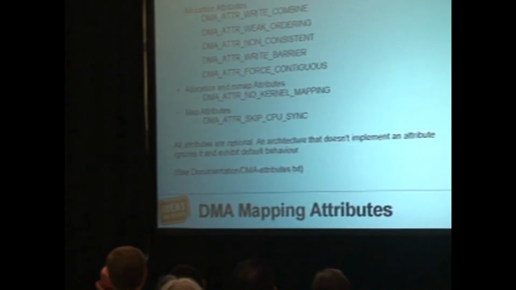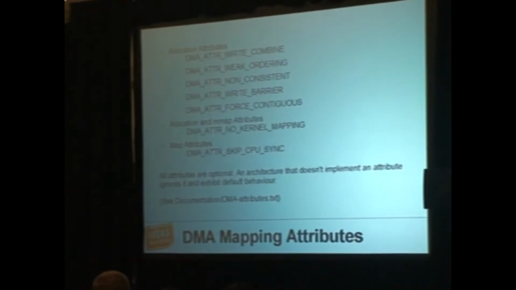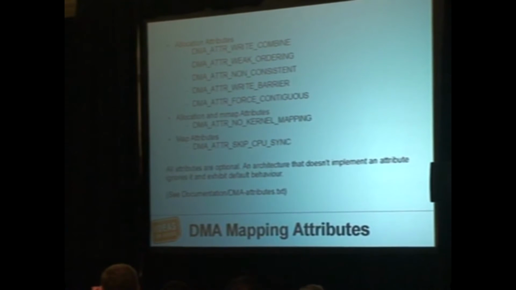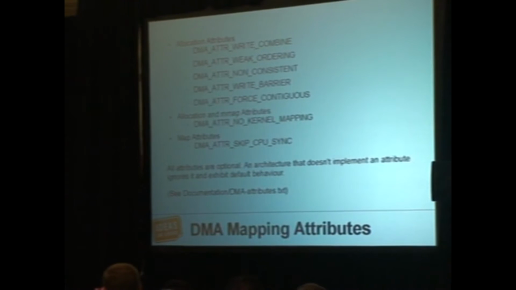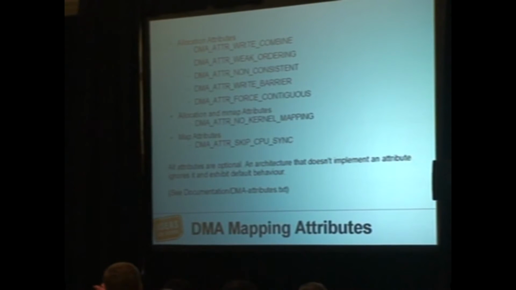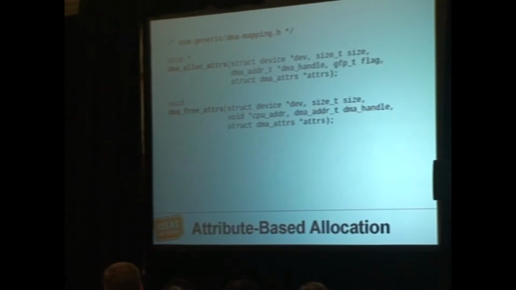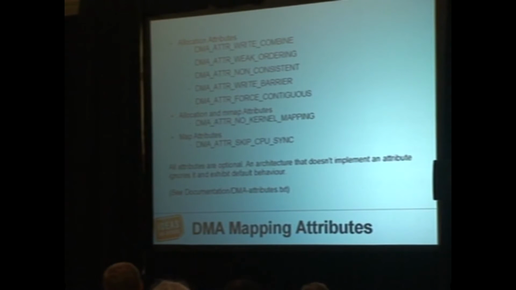So what kind of attributes do we have? We can tell the allocator to allocate memory that has a write combining mapping for the CPU. We've seen what that means before, so that's a way to allocate that kind of memory. There's also an attribute that you can use to allocate weak ordered mappings, and that's actually implemented by the Cell platform only and not used by any driver. So I'm not sure of the usefulness of that.